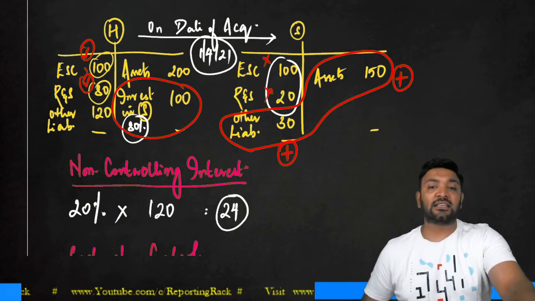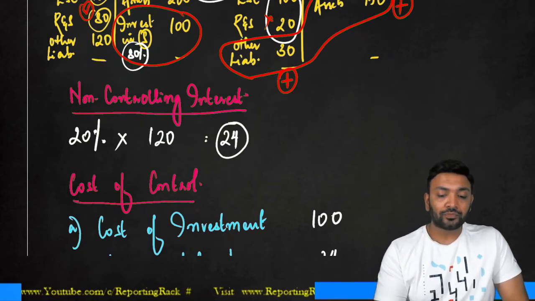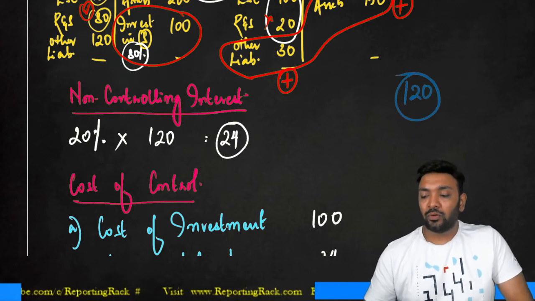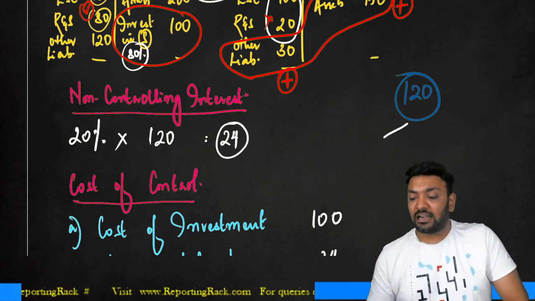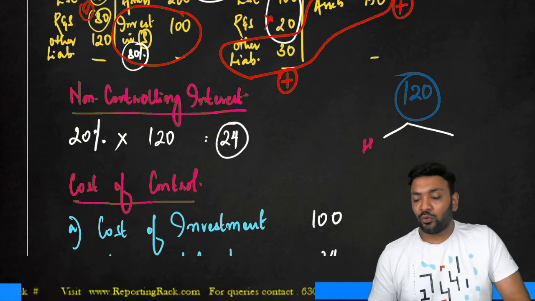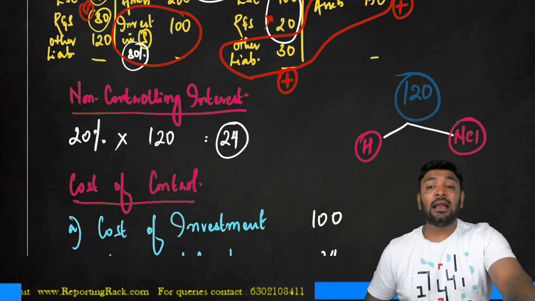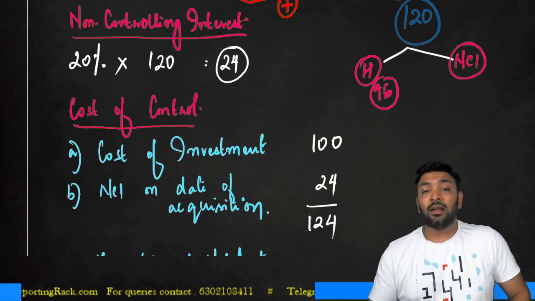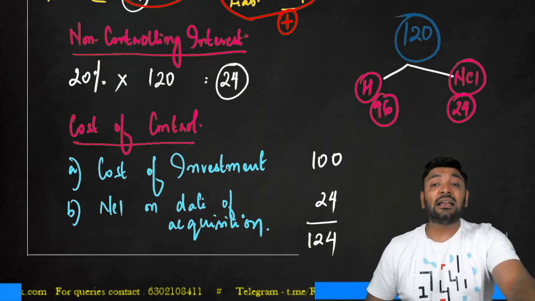Let's see how it got adjusted. This 120 which I did not consider, this 150, I'll divide it into two parts. One belongs to the holding company, 80%, so 96, and NCI 20%, 24.